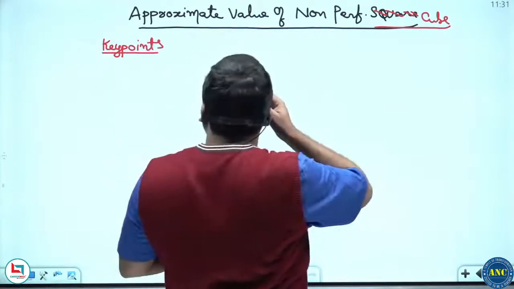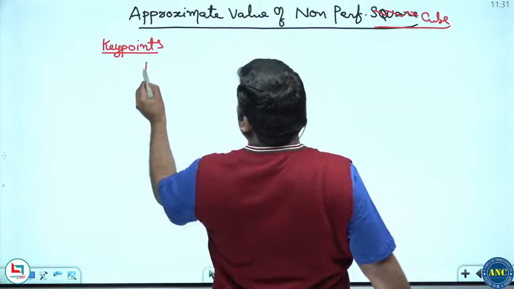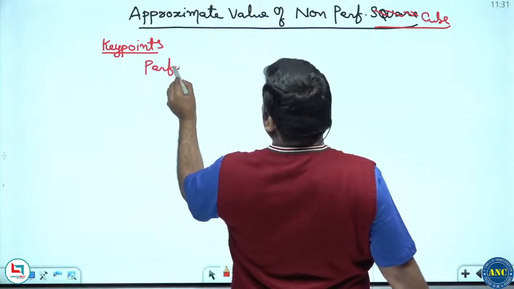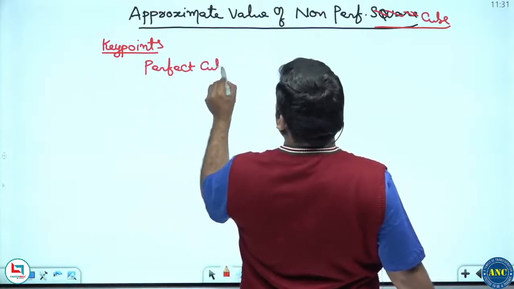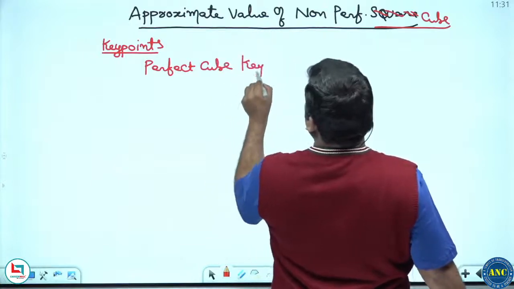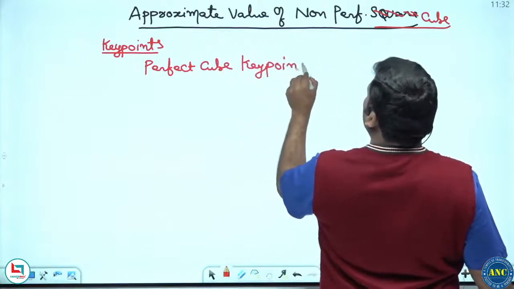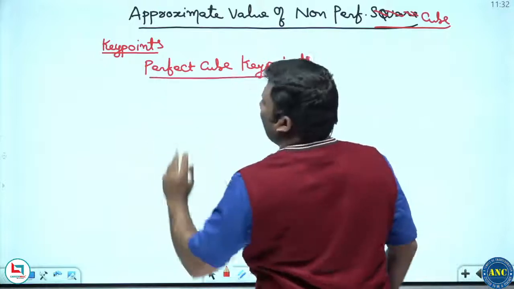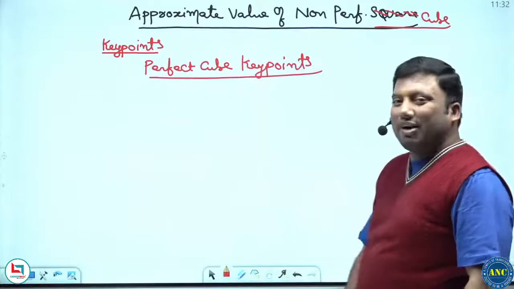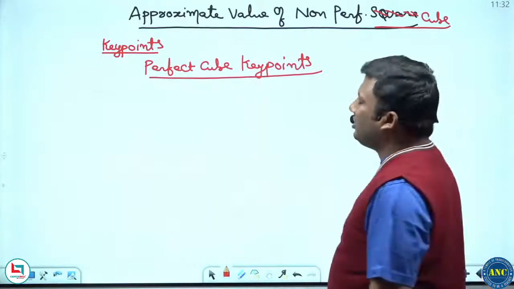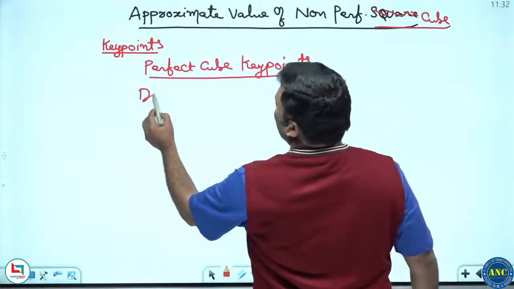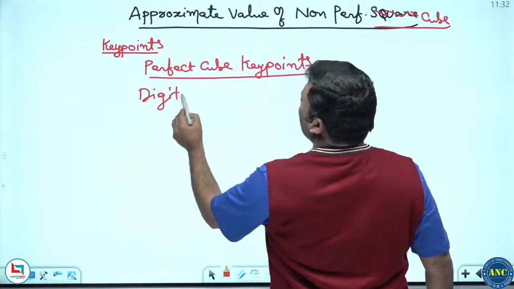Key points. First see here. Perfect cube key points. Then we will see when the numbers will not be perfect cubes. Now listen carefully. After 5 to 10 minutes, this concept will be very clear to you. What do you mean by digital sum?